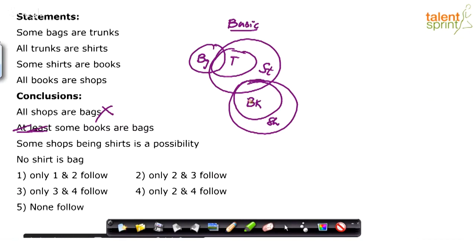Books and bags do not overlap at all, right? So conclusion 2 also is wrong, because a conclusion that does not satisfy the basic diagram is anyway wrong. Here some books are bags is not correct in the basic diagram, hence it is wrong.